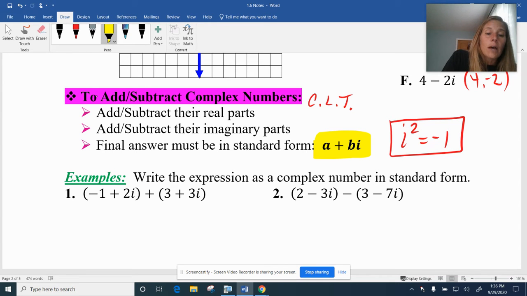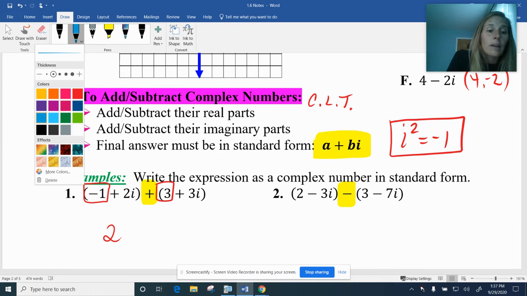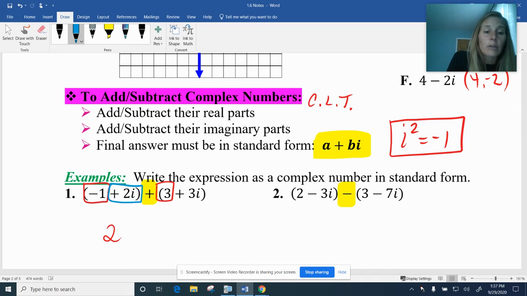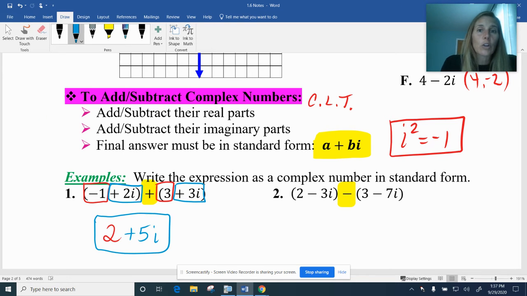So the key here is a lot of times people make a mistake and they try to distribute or FOIL, but if there's a plus or minus in between the two sets of parentheses, there's no multiplying or FOILing or distributing, it's just combining like terms. So in this case, I have a negative 1 and a positive 3 here. So if I combine those, I will get 2. And then if I want to combine my i's, my imaginary numbers, I have 2i and 3i, so that would give me a 5i. So that would be my combining like terms, so to speak, addition problem there.